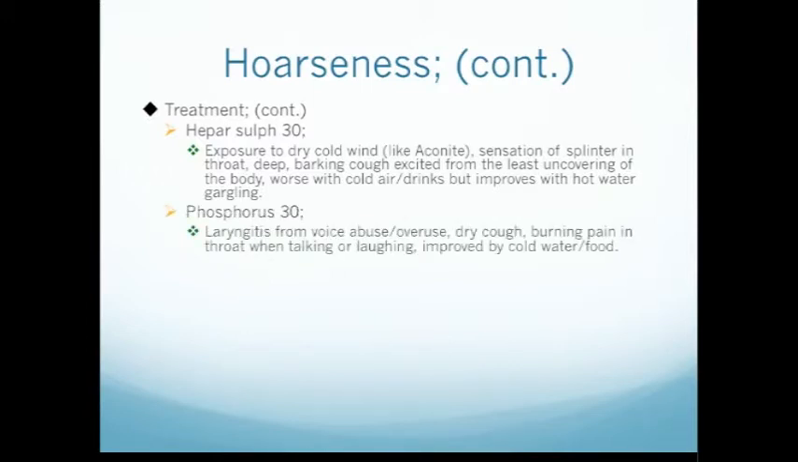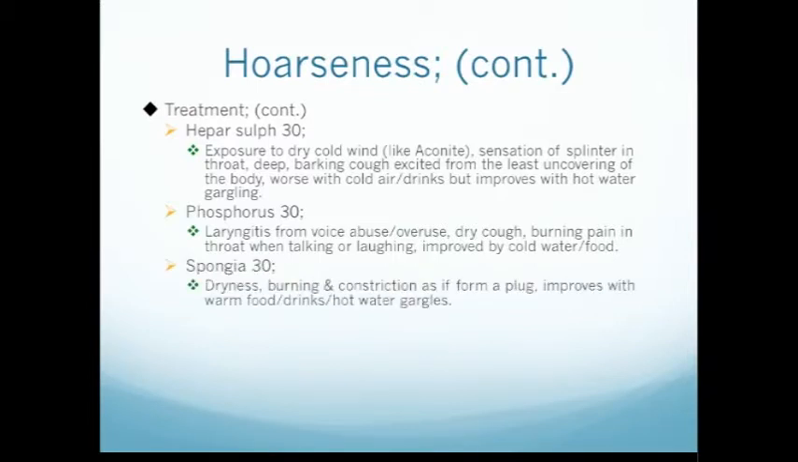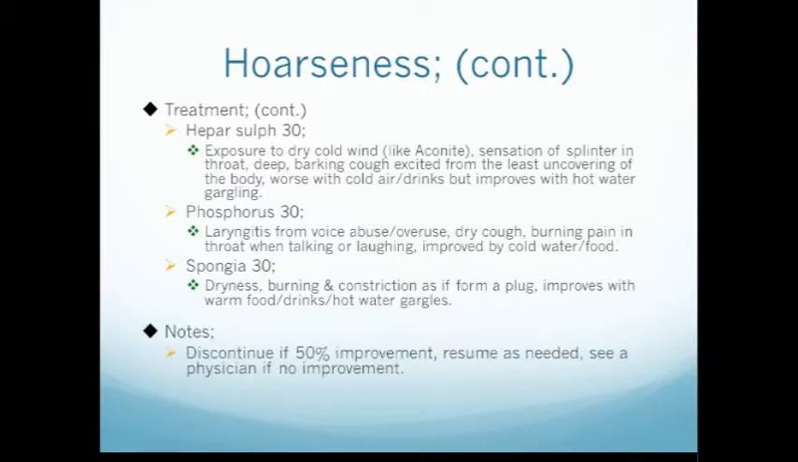Phosphorus 30 is good for laryngitis from voice abuse, overuse, dry cough, and a burning pain in the throat when talking or laughing. It is improved with cold water and food. Spongia 30 is used for hoarseness with dryness, burning, and constriction, as if to form a plug. It improves with warm food, drinks, and hot water gargles.